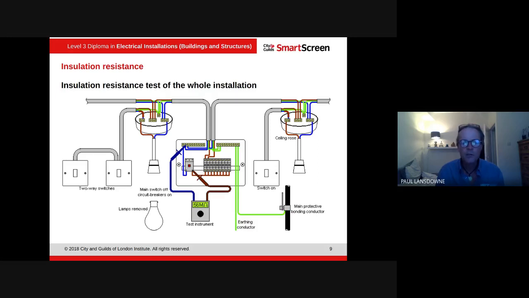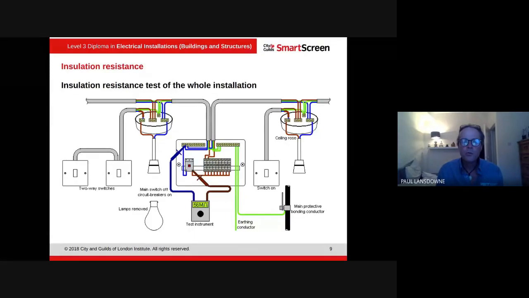And as you can see here, we put the tester onto the neutral bar, and we put it onto the outgoing of the main switch. Yeah, so onto the bus bar, and that tests the whole of the circuit. Obviously, this installation only has two circuits, and we would get a reading here. And obviously, if we got a decent reading while we were doing the whole installation, then we know that that's okay.